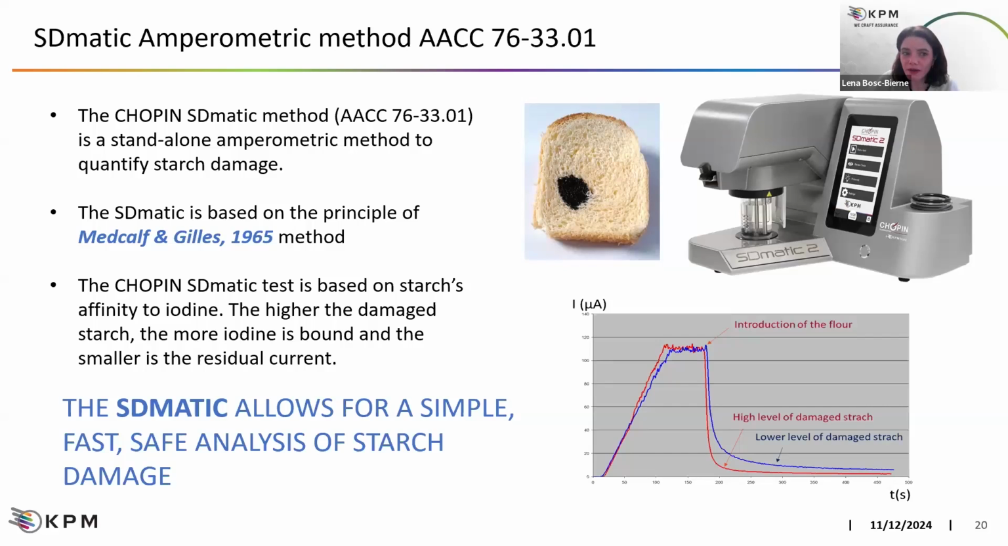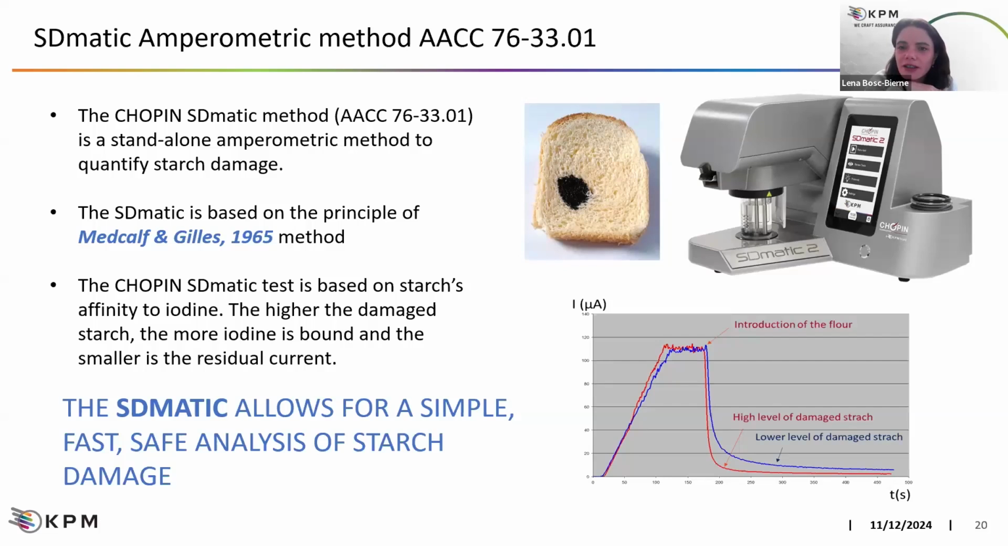So the best way here as a miller to detect damaged starch, a very simple and very fast way, is through the amperometric method. This method that is used with the SDmatic is based on the principle described by Metcalfe and Giles in 1966, who proved that there was a correlation between iodine absorption and damaged starch content. The whole thing is based on the fact that starch has a certain affinity for iodine. And maybe you did this experiment in high school. I know I did a long time ago, putting a drop of iodine on top of a product containing starch.